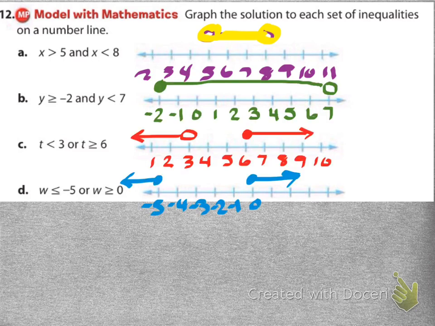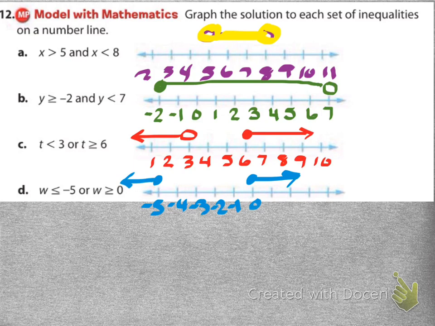All right, and here are the answers. For B, you'll notice that there's a closed circle above the -2, and then an open circle above the 7, and then there's a line connecting the two because it's greater than or equal to -2 but less than 7. For C, it's an open circle above the 3 and an arrow to the left because we're talking less than. And then there's a closed circle above the 6 and an arrow going to the right because we're talking about the numbers that are greater than. Notice that they don't have anything in common because they don't connect.